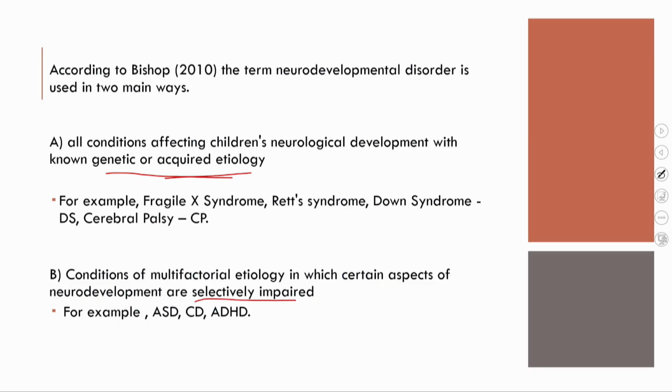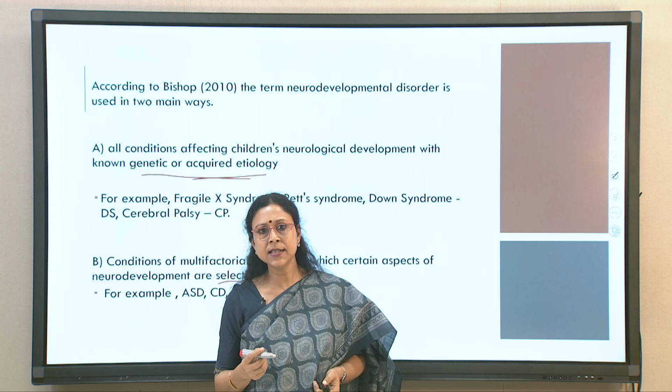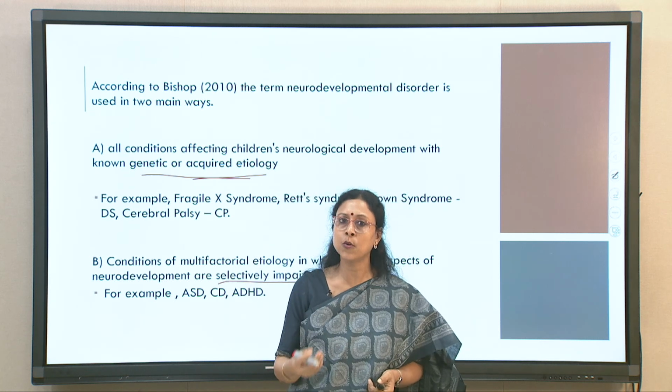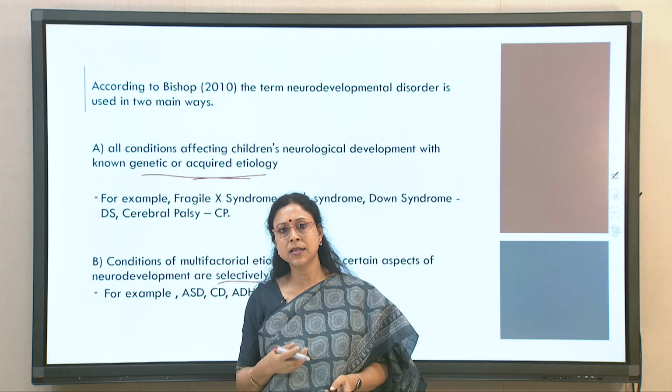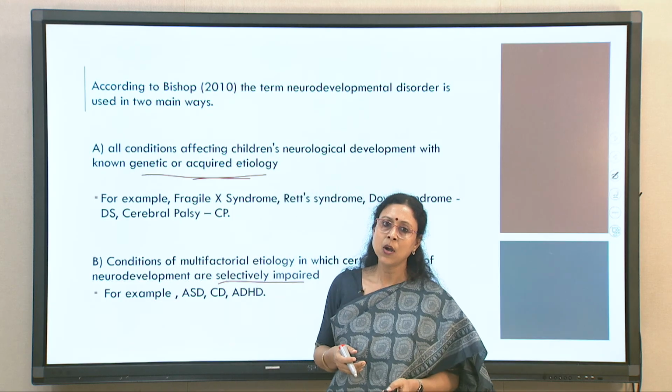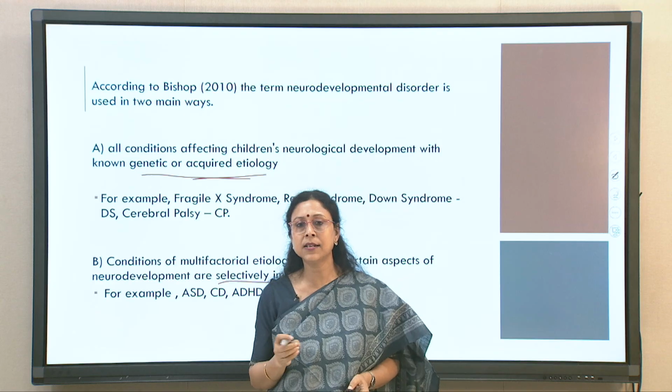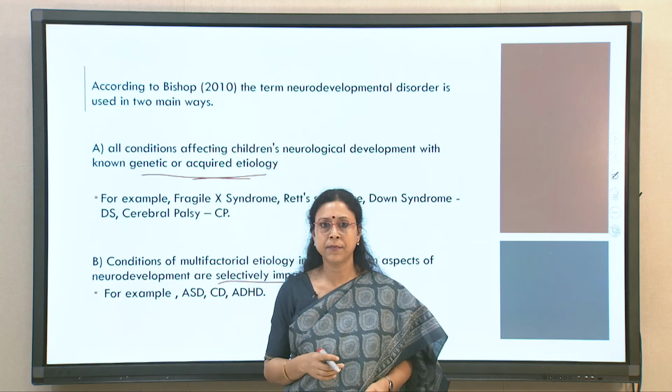So, for example, in the first case you have Fragile X syndrome, Rett syndrome, Down syndrome, cerebral palsy and so on. In the second condition you have ASD, ADHD and everything. So, the first case is the conditions that affect children's neurological development with a known etiology. In the other case, it is a multifactorial kind of a scenario where certain aspects of neurodevelopment are selectively impaired, not everything is impaired. Okay.